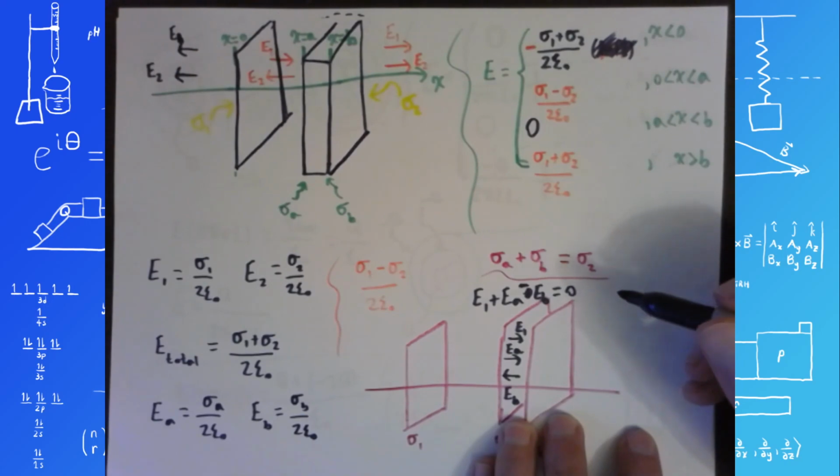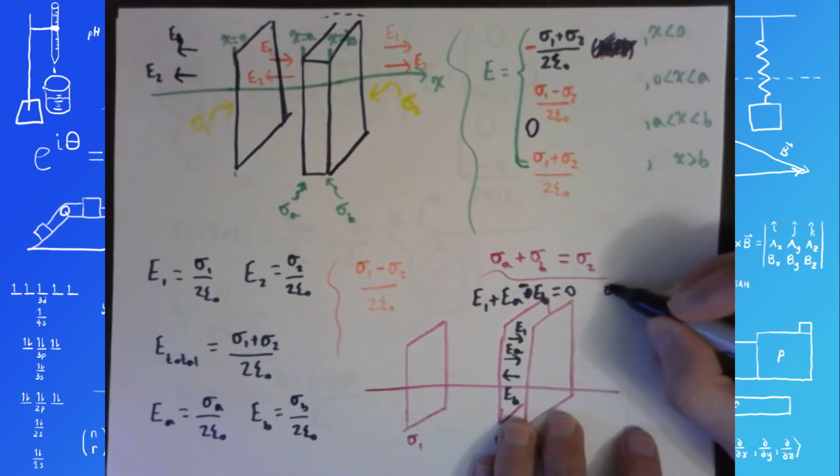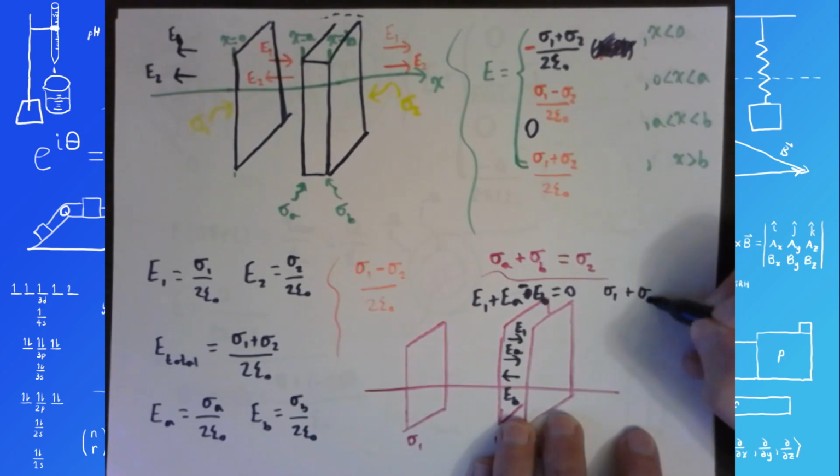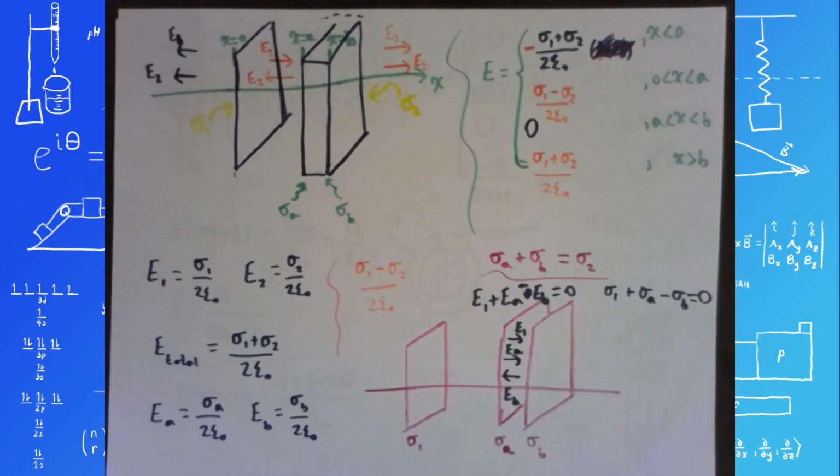So I'm going to have sigma 1 plus sigma A minus sigma B, each over 2 epsilon naught. You can cancel that out. Has to equal 0. I could write over 2 epsilon naught for each of them, but if I multiply the whole equation by 2 epsilon naught, then the right-hand side would still be 0, and the left-hand side just simplifies to not being fractions anymore, which is preferable.